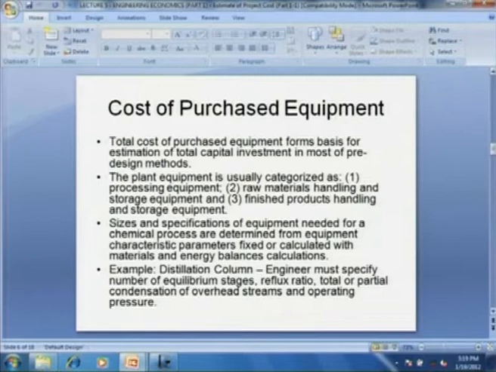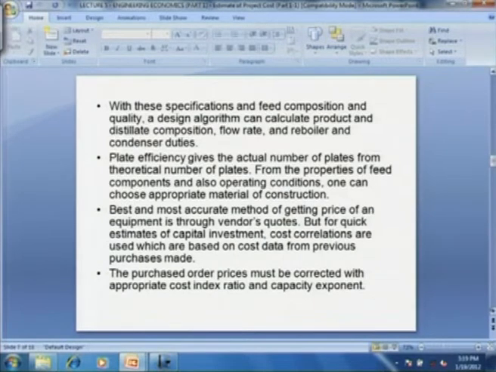For example, if we consider a distillation column, the engineer must specify the number of equilibrium stages or plates, the reflux ratio, the total or partial condensation of overhead streams, and operating pressure, so as to determine a typical cost. When these specifications and the feed composition and quality are taken into consideration, we can design an algorithm that can calculate the product and distillate composition, the flow rates, and the reboiler and condenser duties. The plate efficiency gives the number of actual plates from the theoretical number of plates, which we can determine through the FUG method, as we are going to see later on in the module on shortcut design methods.